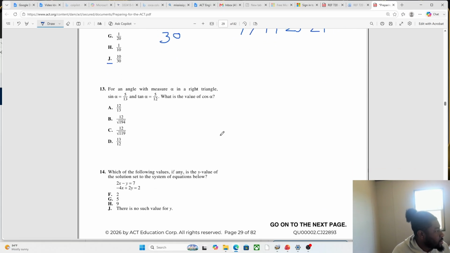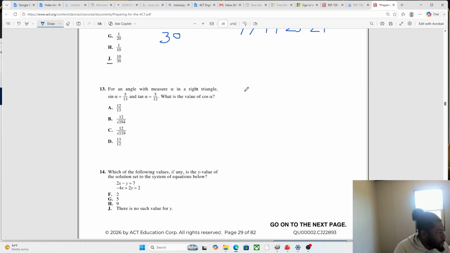All right, going to number 13. Okay, we got a trig problem. For an angle with measure alpha in a right triangle, sine of alpha is 5 over 13 and tangent of alpha is 5 over 12. What is the value of cosine alpha?